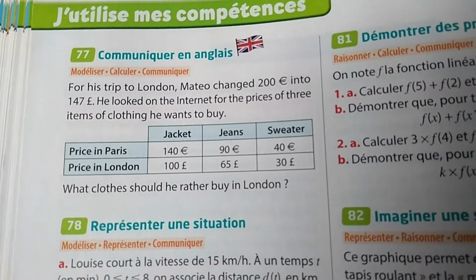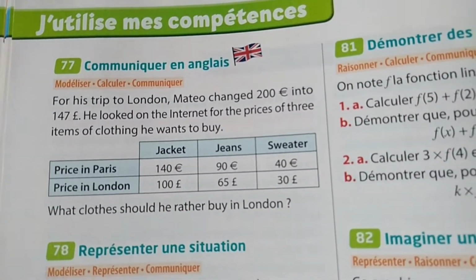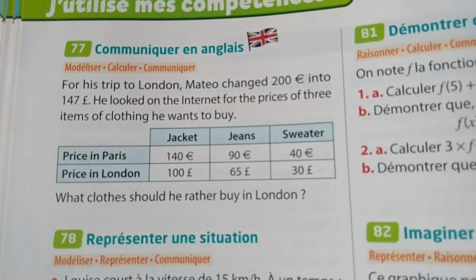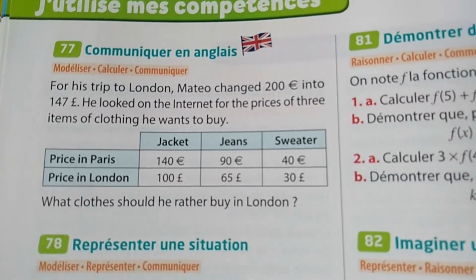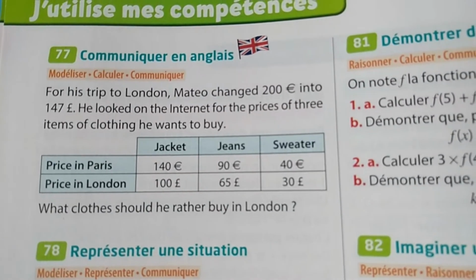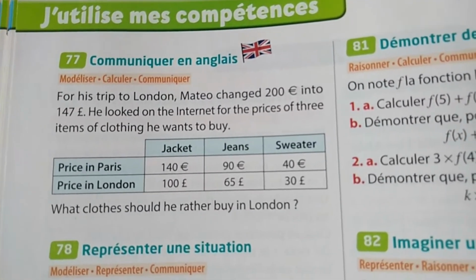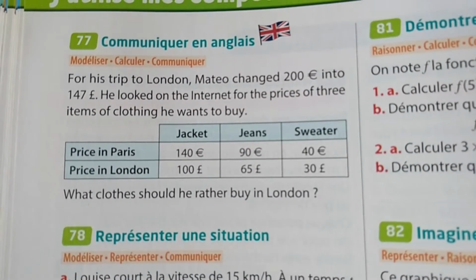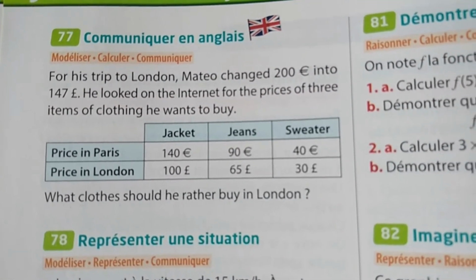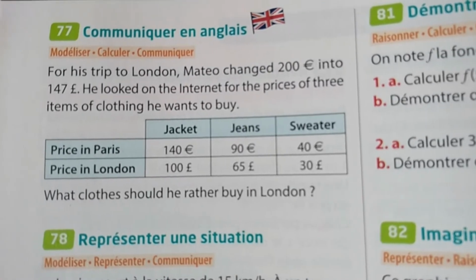So let's start with problem number 77. For his trip to London, Matteo changed 200 euros into 147 pounds. Pounds is the British currency. He looked on the internet for the prices of 3 items of clothing he wanted to buy.